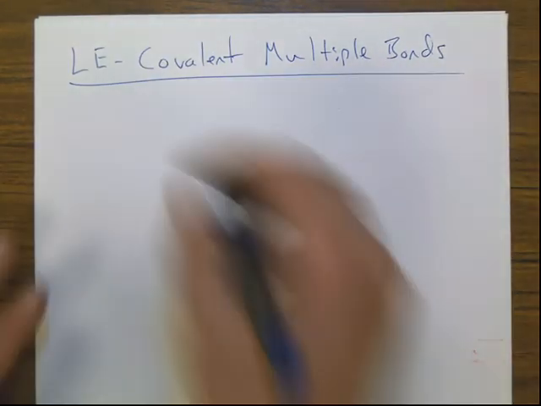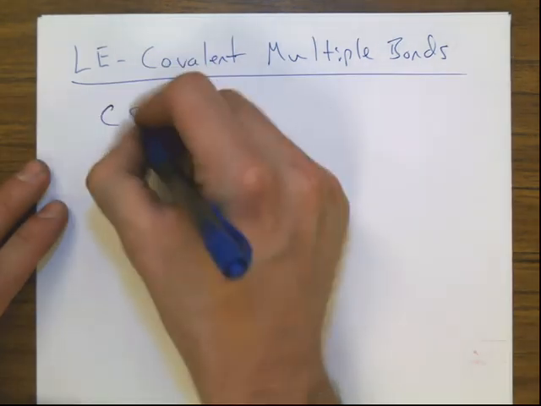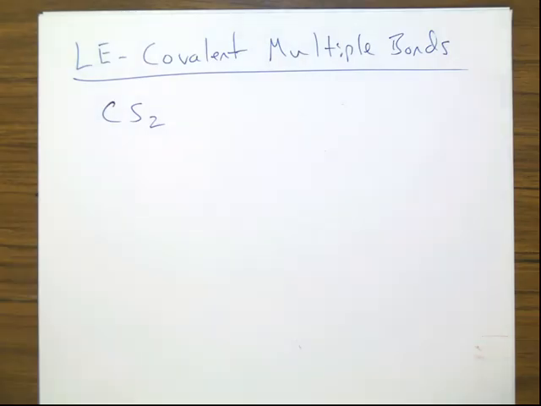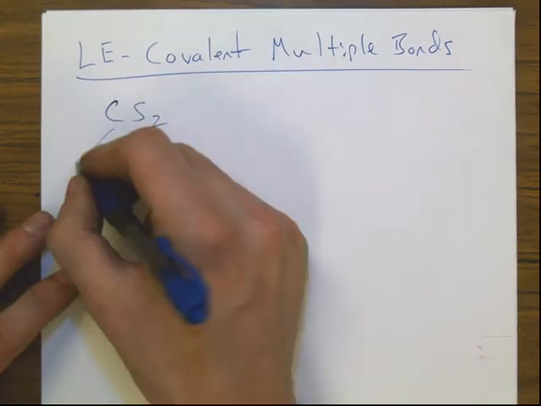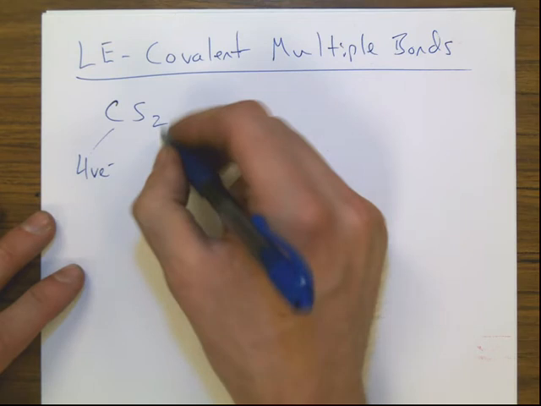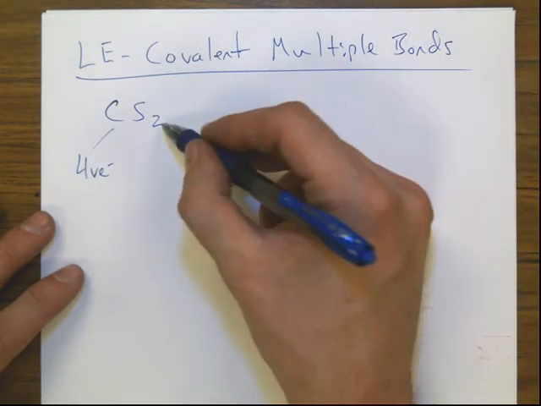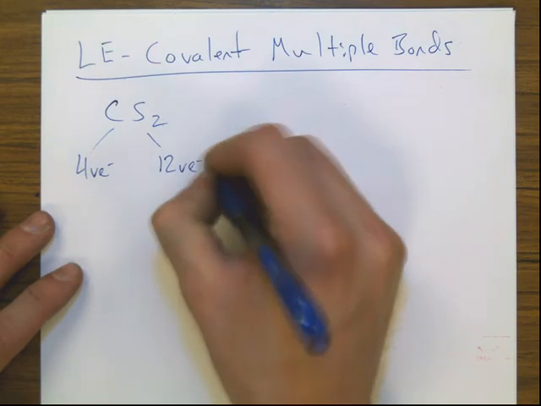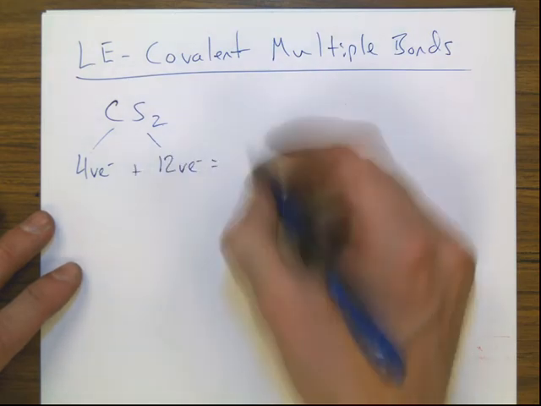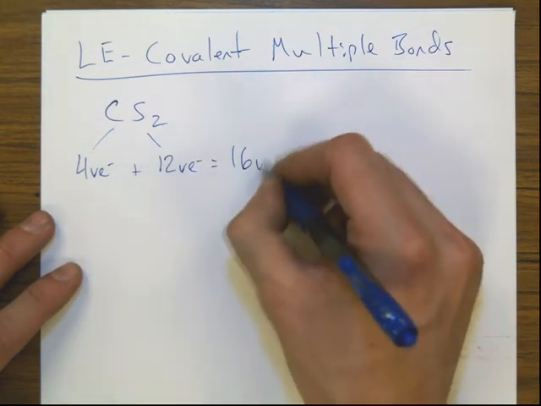So we're going to start off with a molecule which is CS2. We're going to follow the same rules that we always have, and that's to count the total number of valence electrons. You want to follow the same rules that I gave you when it came to drawing structures with single bonds. So carbon has 4 valence electrons. Sulfur has 6 valence electrons, but I have 2 of them, so that means I have a total of 12 valence electrons. I add these 2 together, and of course I have 16 valence electrons.